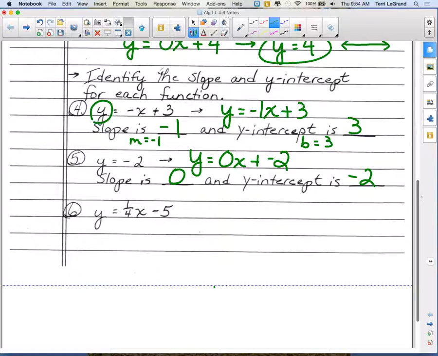Benton? Number 4 would be negative slope. Okay, so what's its behavior then? What does that mean? Goes down from left to right. It falls from left to right. So we would expect that on a graph.